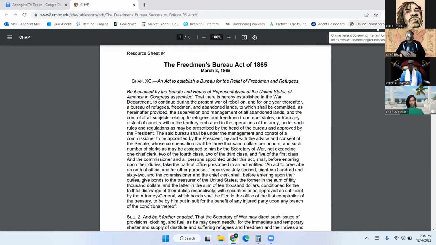Be it enacted by the Senate and House of Representatives of the United States of America in Congress assembled, that there is hereby established in the War Department, to continue during the War of Rebellion and for one year thereafter, a Bureau for refugees, freedmen, and abandoned lands. We'll stop right there. So refugees, freedmen, and abandoned lands.